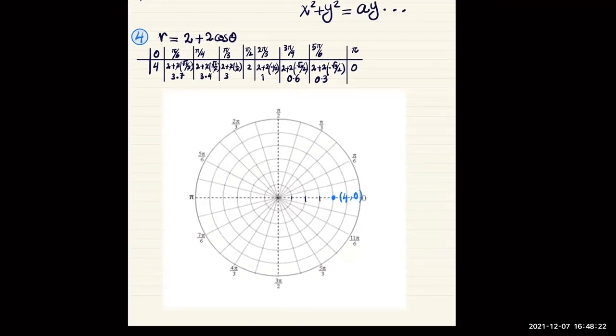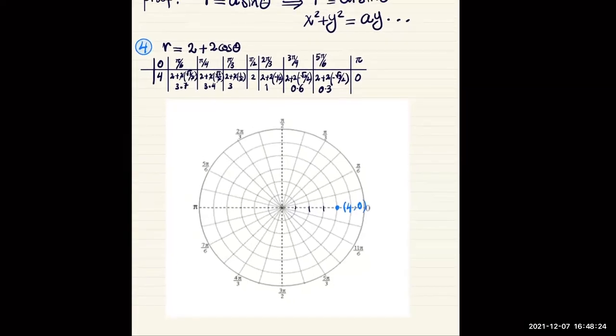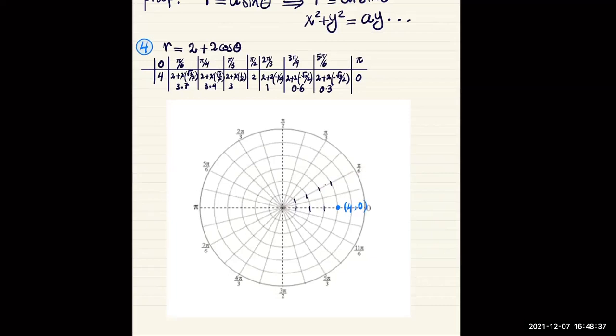Next point is at pi over 6, 3.7. So here's pi over 6. We're gonna go 1, 2, 3. This is 4, so 3.7 is right around here.